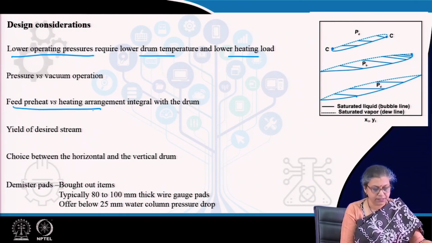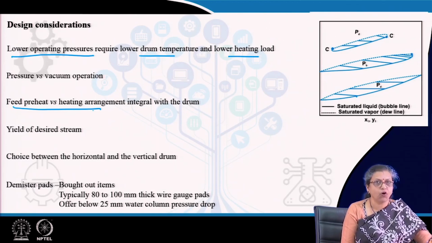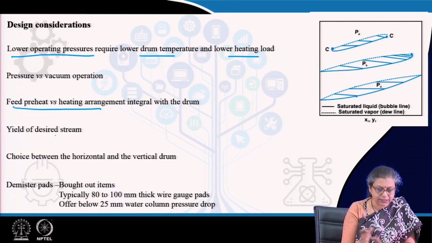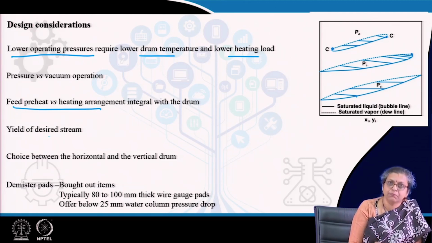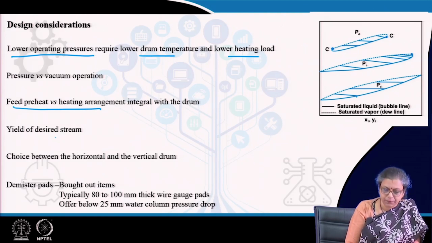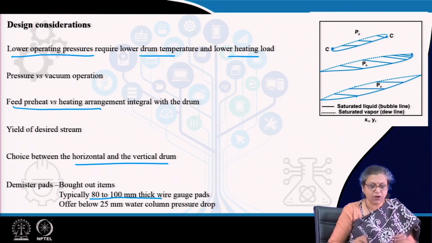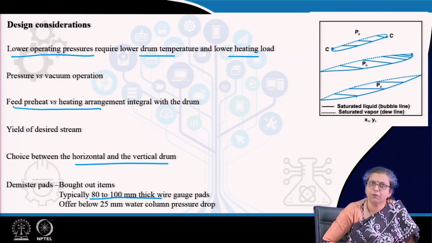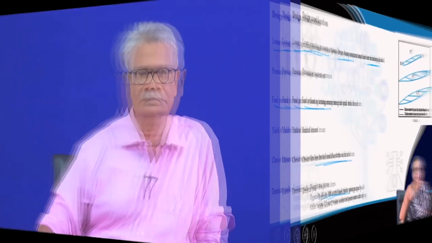The other thing is the yield. Now, in order to optimize the yield, it is very important for us to find out the combination of the flash pressure and the yield, such that we can get the maximum yield of the desired stream. Choice between horizontal and vertical drums I have already mentioned, and the demister pad is a very standard bought-out item, I have nothing to say on it. The whole thing will be a little more clear when we discuss a problem on flash distillation.